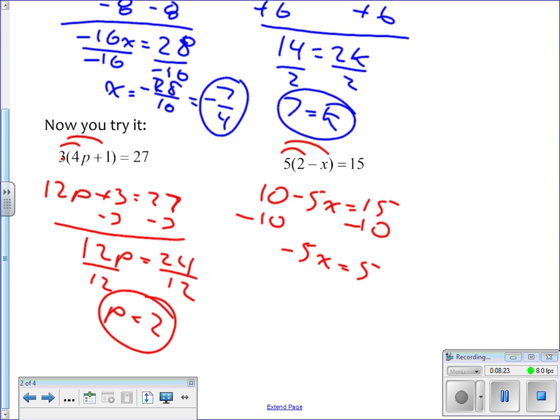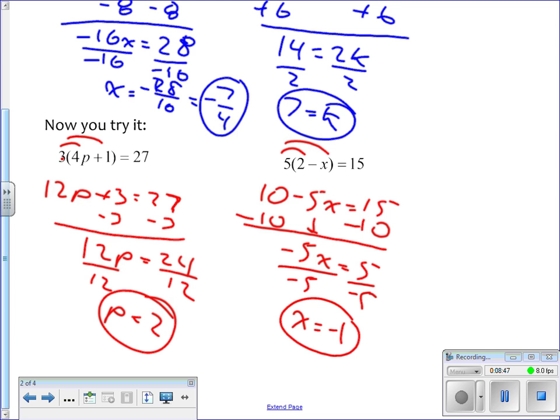That's one of the most common mistakes people make, is you have this negative here, that stays with it. When I subtract, that comes down and does not change. It does not change to become positive. That negative that's in front of that term stays there. Very, very common mistake. They just disappear for some reason. Okay. Divide by negative 5. X equals negative 1.